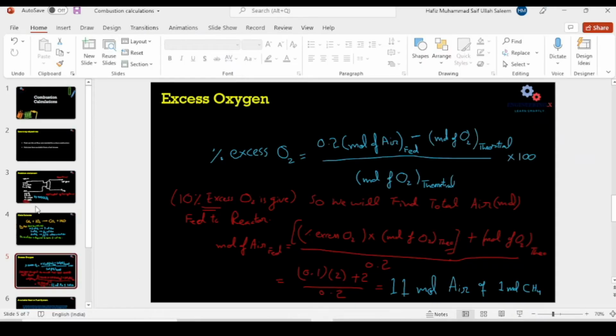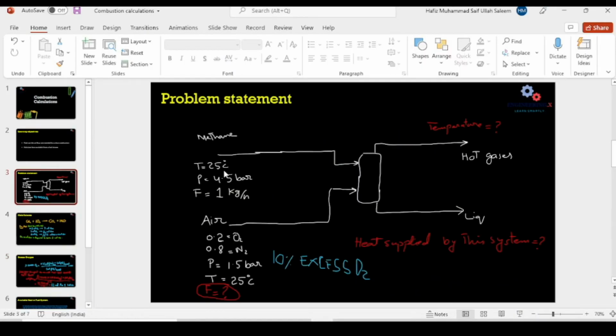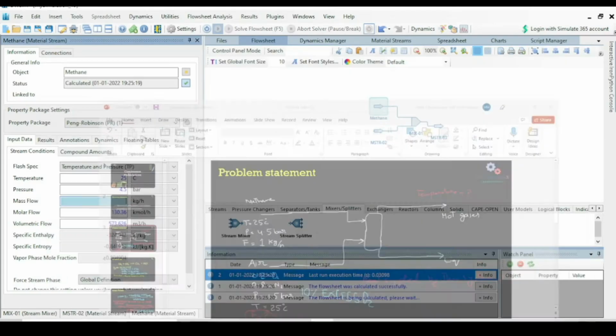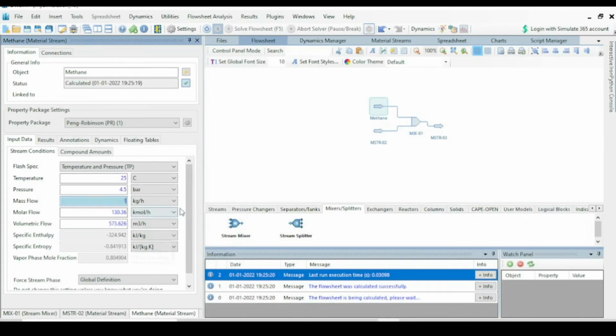So in that case the temperature and pressure is given. Okay, 25 degrees C and 4.5 bar. I will stop it, otherwise it will continuously calculate and will cause the problem. And the flow rate is also given, 1 kg per hour.